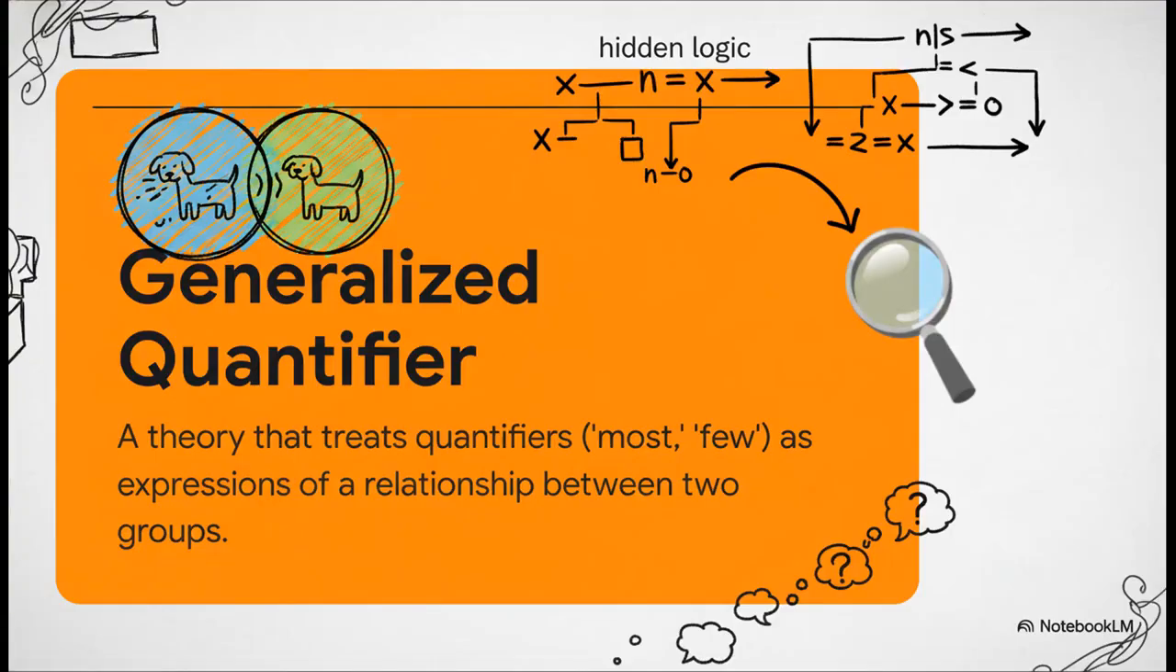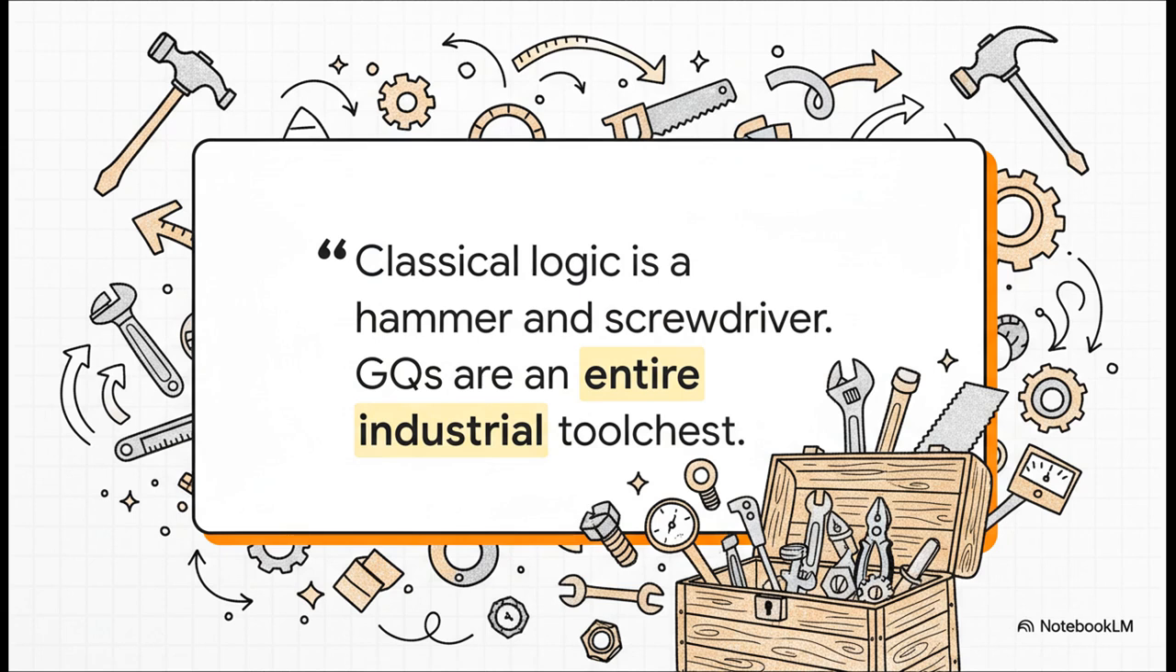So at the very heart of this revolution is this idea called the generalized quantifier. Now, what's really cool about this is how simple it is at its core. It basically says that a word like most isn't about a single thing. It's about the relationship between two groups. So for most dogs bark, it's describing the relationship between the set of all dogs and the set of all things that bark. Simple as that. And I love this analogy because it just nails it. Suddenly, we didn't just have a hammer and a screwdriver. We had a whole industrial-grade tool chest with a specialized tool for every single nuanced job our language can do.